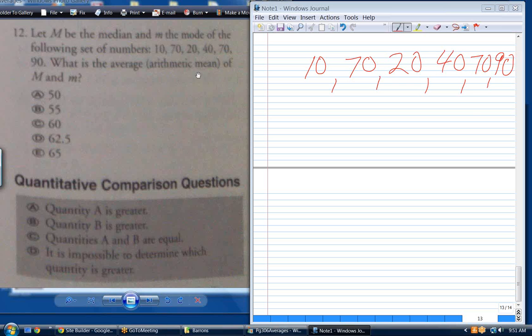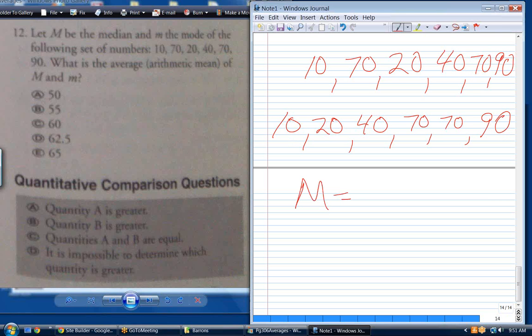To figure out all three, what should we do as a first step? Put them in ascending order. Okay. Tell me how you would get the, well, okay, what is M? The middle number, so it would be 40 plus 70 divided by 2. 55. M is mode. Mode would be 70.